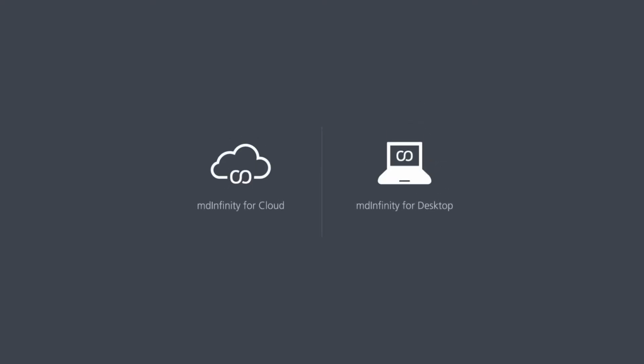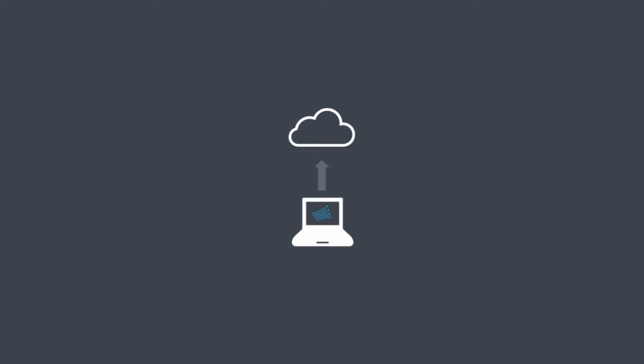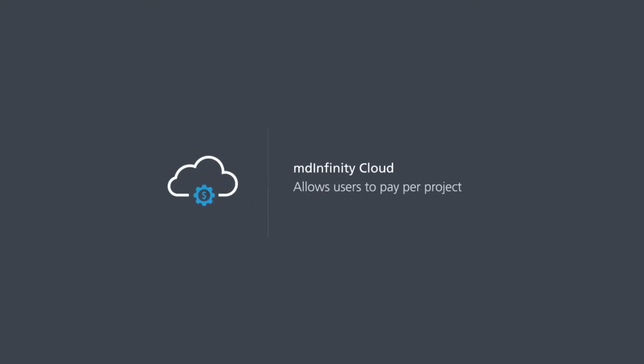The main difference between mdInfinity Cloud and mdInfinity Desktop is the cloud-based nature of the former. So, the user will upload his data and get the result directly in his user account. In the desktop version, all the data will stay on the user's desktop. It requires one license for the software, while mdInfinity Cloud allows the user to pay per project.